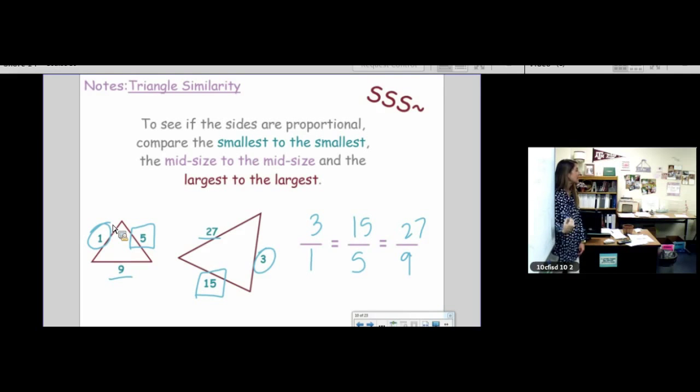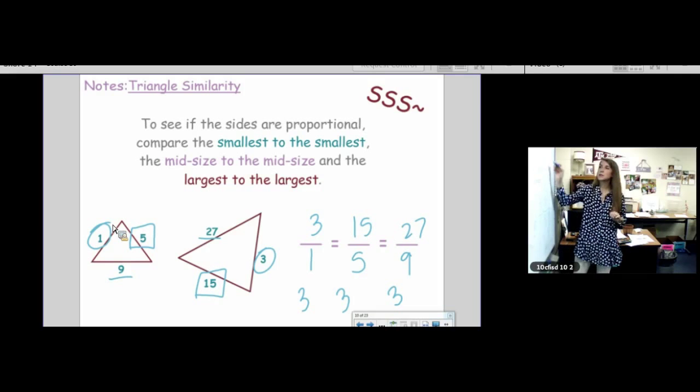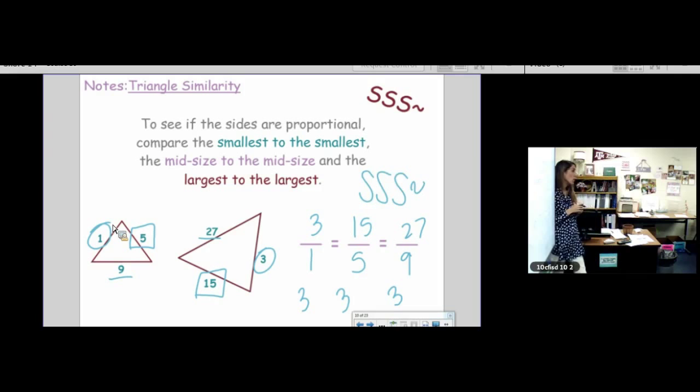I need you to check and see if these are proportional. They're all divisible by 3. You can just go through and divide each one and write down what you get. 3 divided by 1. 15 divided by 5. 27 divided by 9. Oh my goodness, if you get the same thing all 3 times, check. They are similar. So these would be guilty of being similar by side, side, side, squiggle.